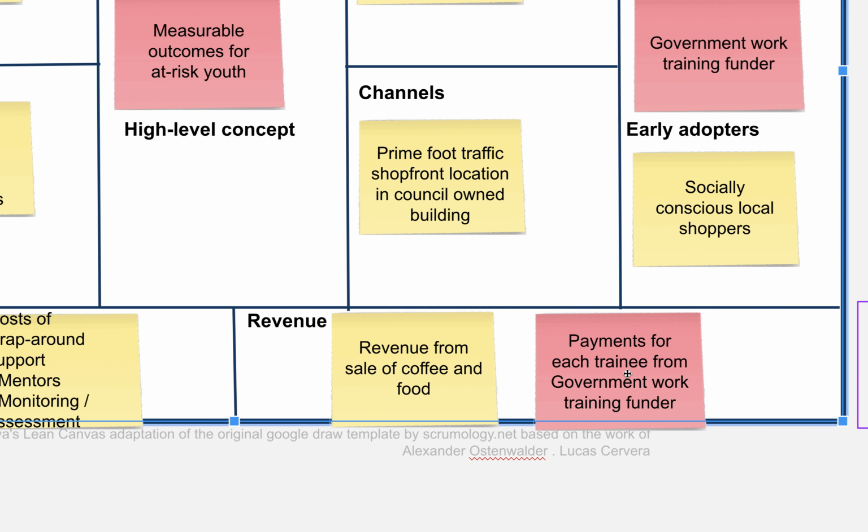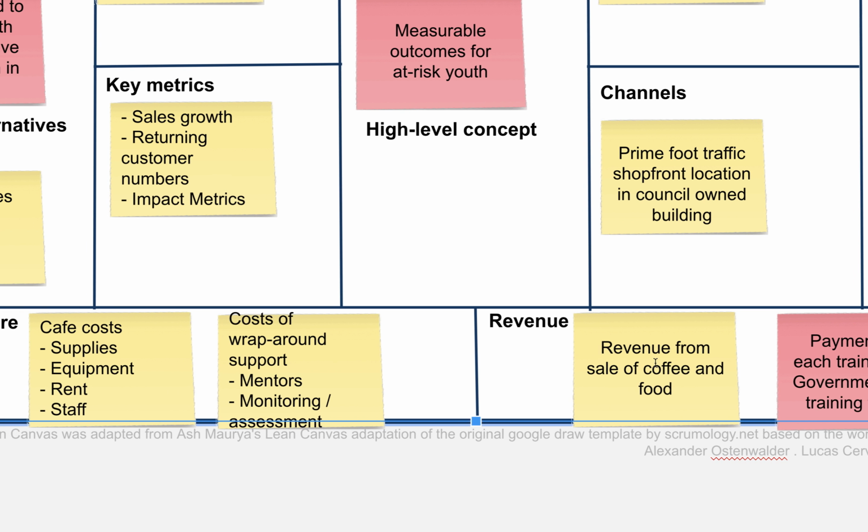Revenue, or financial sustainability. We've got the revenue from the sale of coffee and food, and that's our basic revenue from the cafe model. But we've also got revenue that comes from payments for each trainee from the government work training funder. That's the government agency who's funding each trainee in the program based on certain outcome measures, so we'll get a funding stream from that, and that's how we fund all the extra costs.